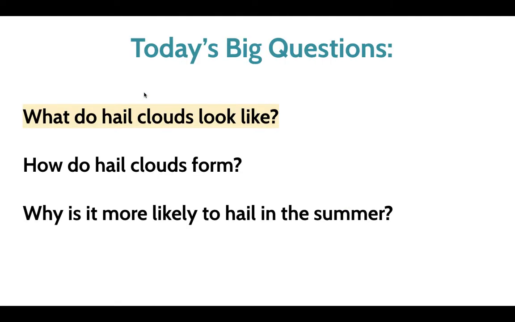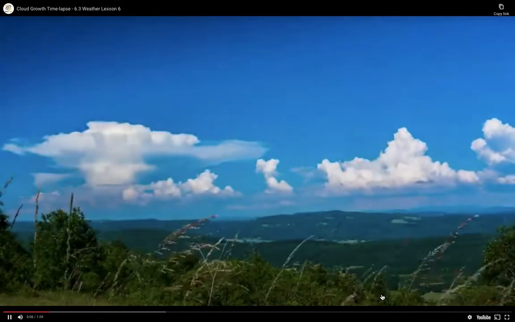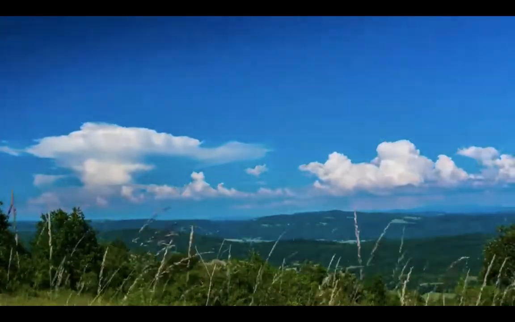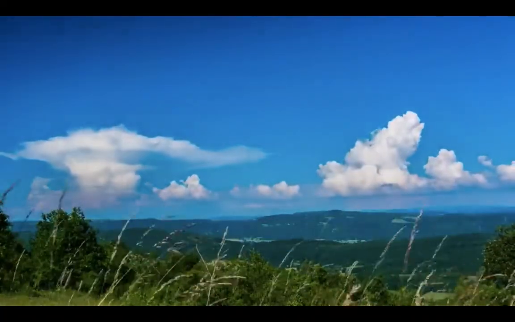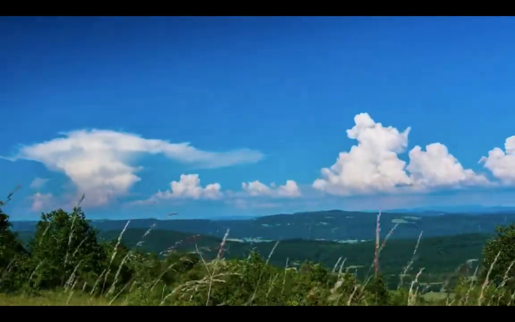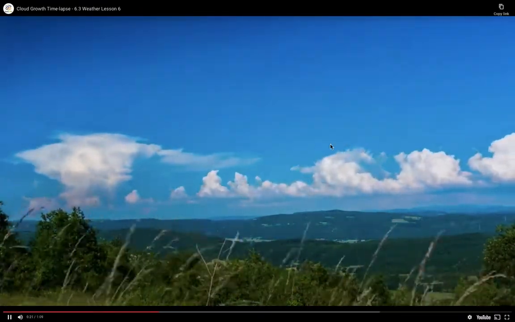Now that we've answered what do hail clouds look like, let's think about how hail clouds form or are made. Here's a video that shows many different clouds forming over the course of one day, so it's super fast forwarded. At the end of this video, you're going to see a hail cloud. Right now, we're just seeing normal clouds. You might be noticing that they're not going very high.